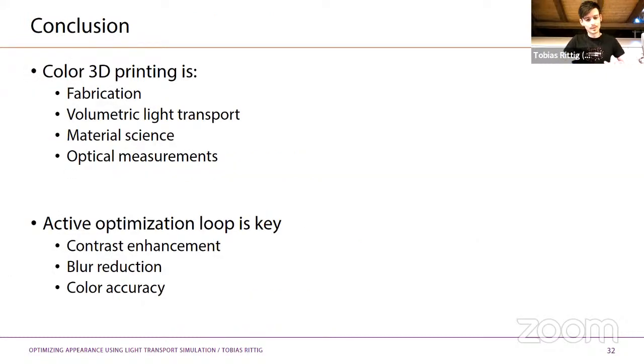And I hope both Philipp and I could convey to you that color 3D printing is a very interesting field, and it's at the intersection of so many different fields, being fabrication, volumetric light transport, material science of physical properties. Optical measurements is a big part of it, which we didn't even talk about today. And there's a lot to be done still. And the second point I want to make is that an active optimization loop is really the key to get control over the limitations that the printers are imposing on us in terms of appearance.